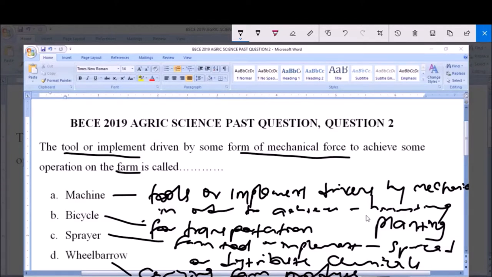And these machines include tractors. Even the sprayer is a farm machine. It is a tool and implement. So the tractors, the combine harvesters, all these are machines which are driven by a mechanical force to achieve basic operations like planting, harvesting, even weeding in the farm. So therefore, the correct answer to this question is option A, machine.